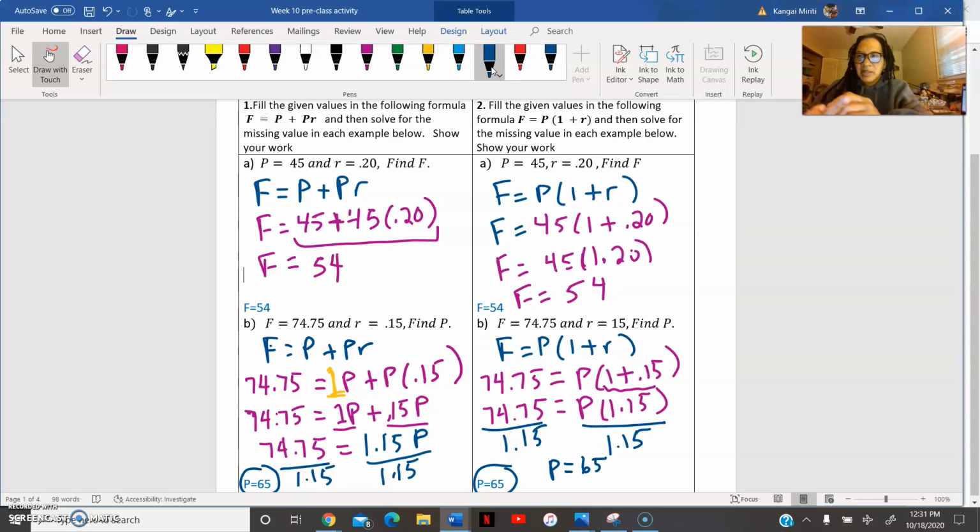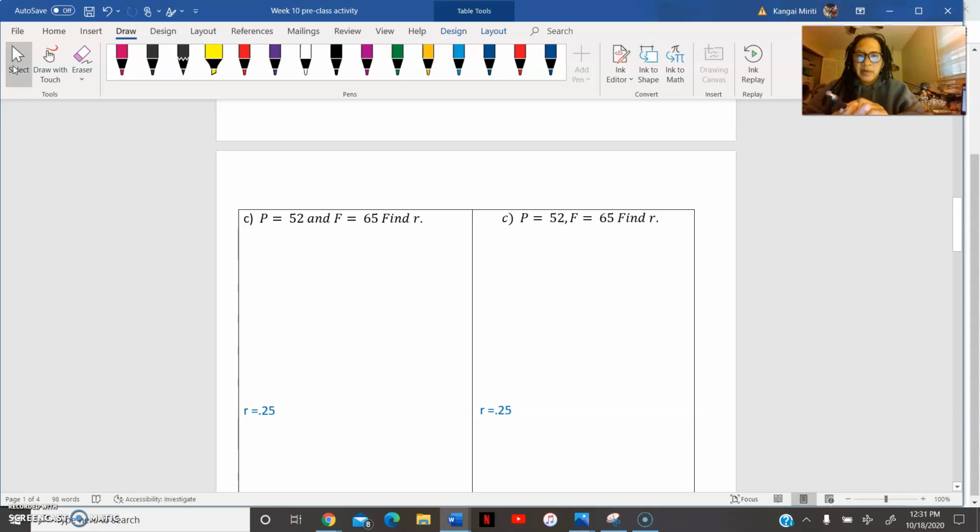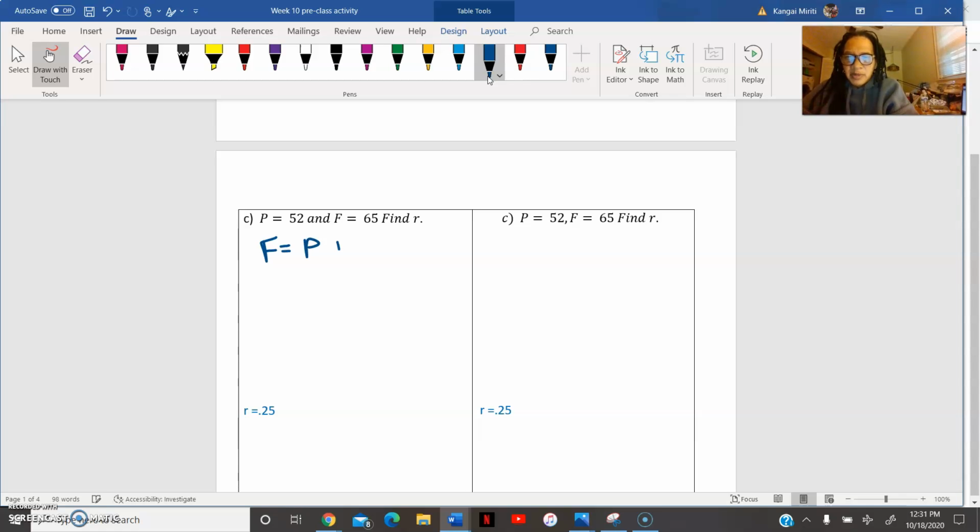And now let me slide down and do the last two that you had to do. They'll show up here. Okay, once again, we should write our formula down. I'll write it down here. F equals p plus pr. Let's see what we've got this time and what we might have missing. This time we have f is 65, and we have p, which is 52. And there's p again, and then r is what we're missing.